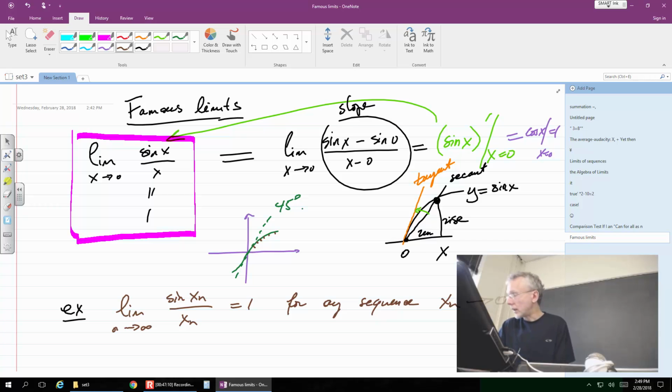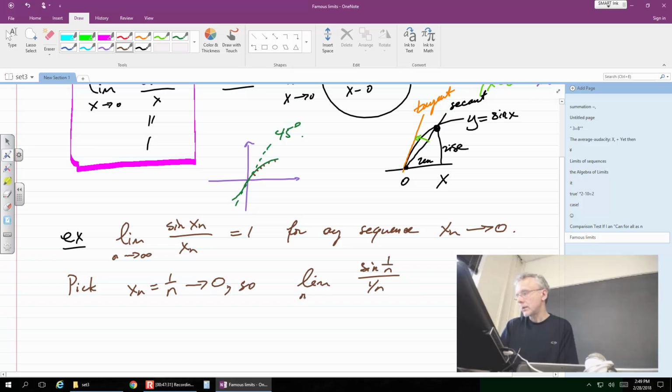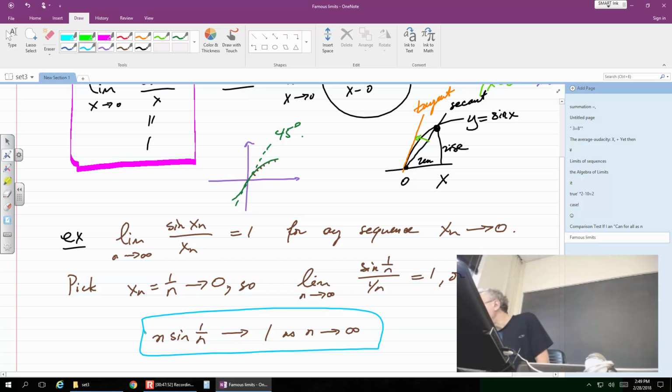But there is another way. If I specifically pick a sequence that goes towards 0, say xn equals 1 over n, it definitely converges to 0, so that works out. Then our limit becomes sine 1 over n over 1 over n, which goes to 1. So we have a new statement: n sine 1 over n goes to 1 as n goes to infinity. It's the same statement, just put in the form of the limit of a sequence.